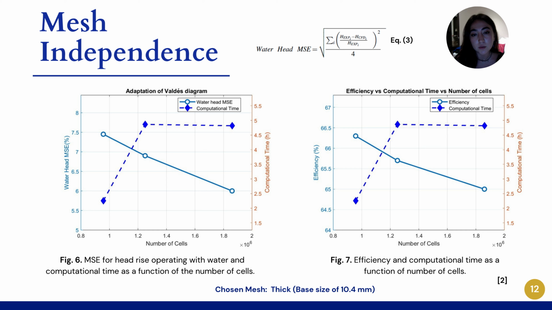The figure on the left, which was adapted to resemble the Valdez diagram, shows that the thick mesh has a slightly higher error than the standard mesh, but has a much lower computational time. Furthermore, the efficiency value for the thick mesh was closer to the manufacturer's efficiency. For these reasons, all CFD simulations were analyzed using the thick mesh.